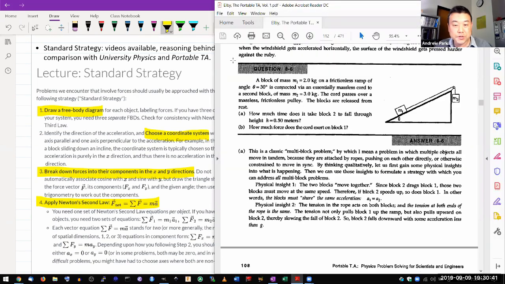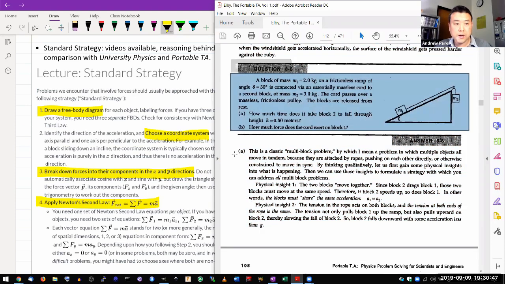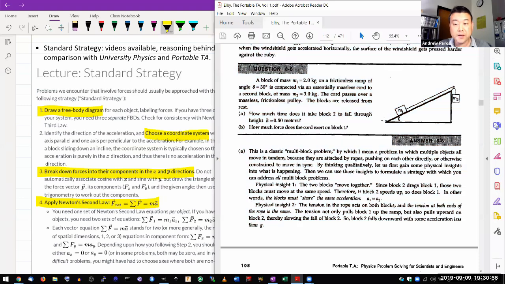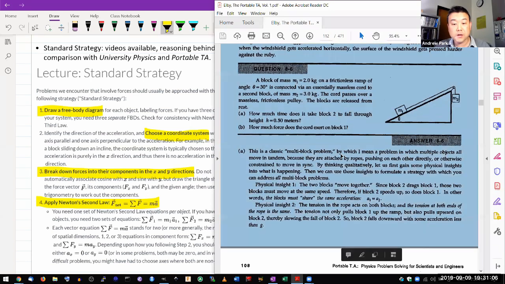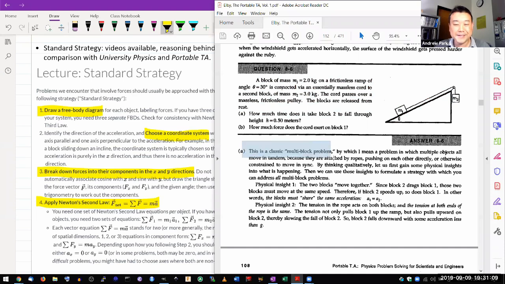So this is question A6. And it actually deals with a situation that's quite similar to the question that you are dealing with in your lab, with a bit of a special modification in that theta is equal to 0 for the situation in the lab. But otherwise, it's dealing with the 2 blocks connected by string, so it's quite similar. So as it says, this is a classic multi-block problem.